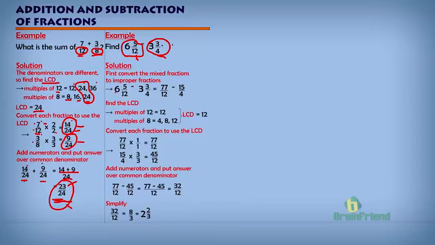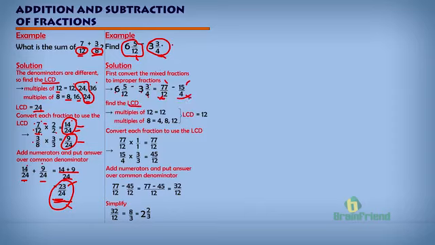We multiply our denominator by the whole number. 6 times 12 is 72, plus 5 is 77. So we have 77 over 12. We do the same thing for the other mixed fraction. 3 times 4 is 12. 12 plus 3 is 15. We have 15 over 4. So we have two improper fractions. But again, take note that our denominators are different. So we need to have a common denominator.